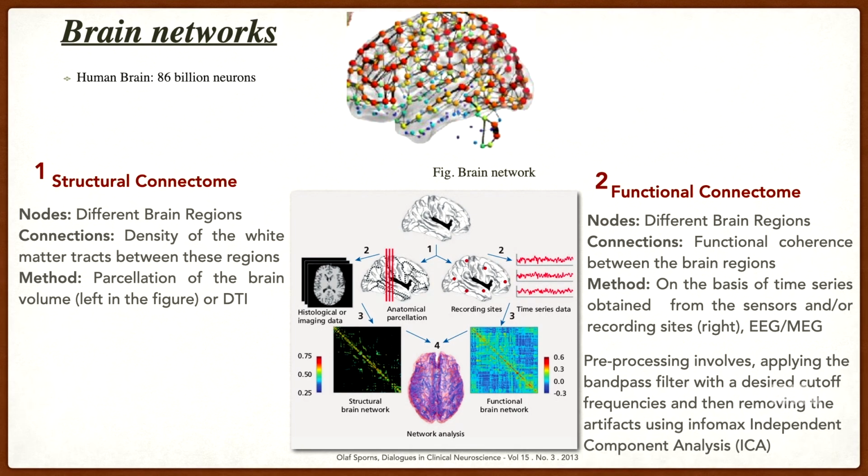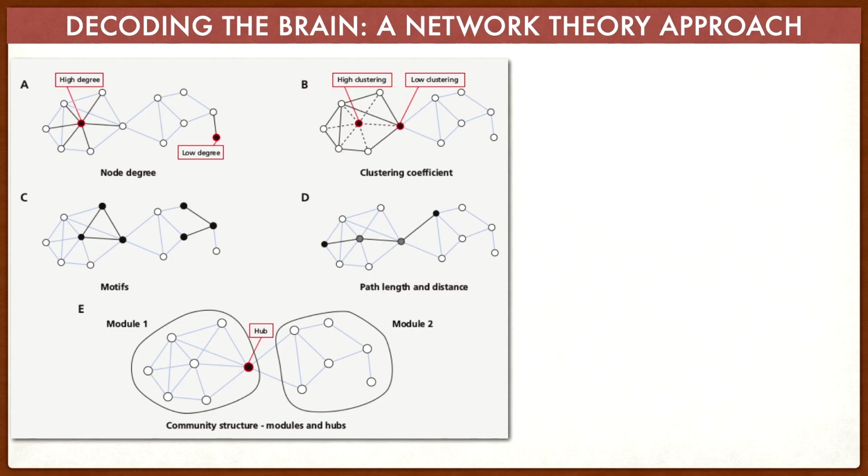Once you have a network, you have to study the network properties, and you have already been introduced to the network properties, like if you have a node, the number of neighbors or the degree, and then the clustering, and then modularity. So here, how are all these properties associated with understanding the brain? First, these network metrics, clustering, motif, modularity, may help you to understand the segregation in the brain.